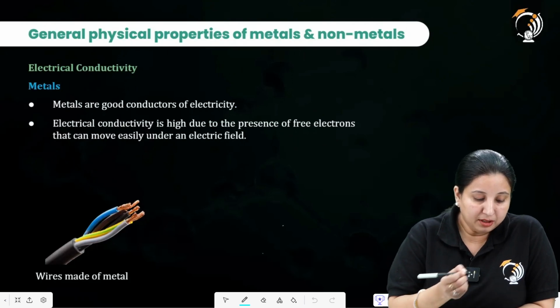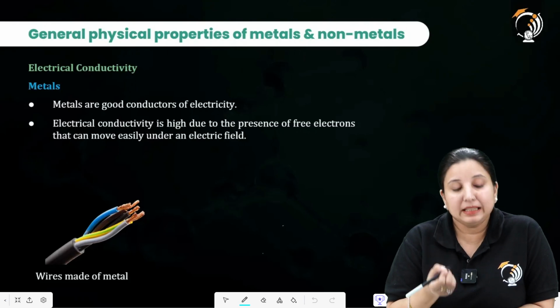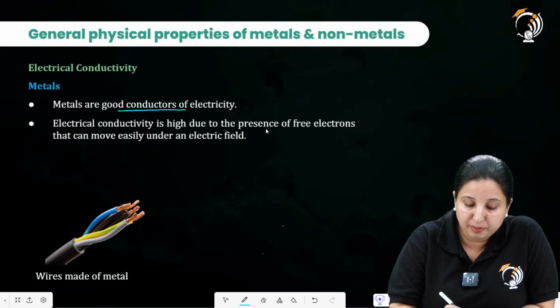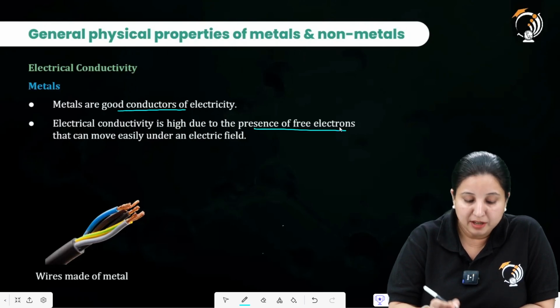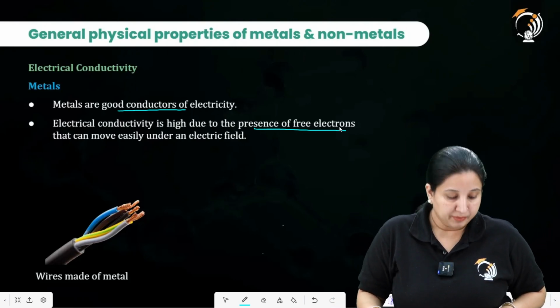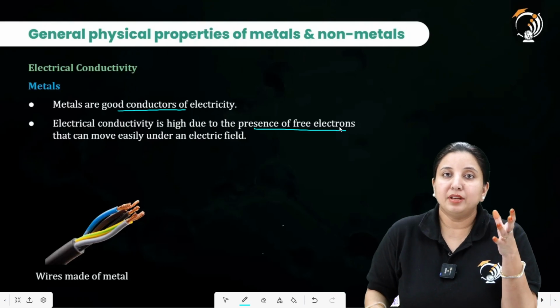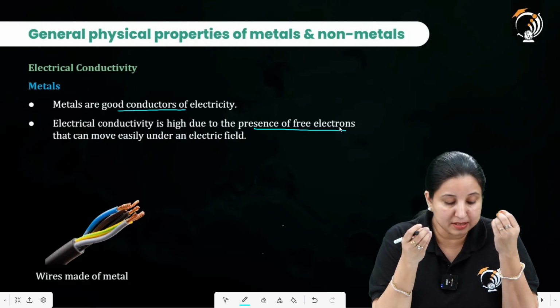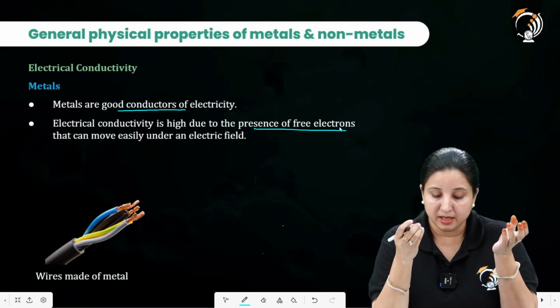Coming to electrical conductivity, again metals are good conductors of electricity, and that is also due to the presence of free electrons, which can move easily under the influence of an electric field. That is the reason we use copper wires, and why? Because the electrical conductance of copper is very good.